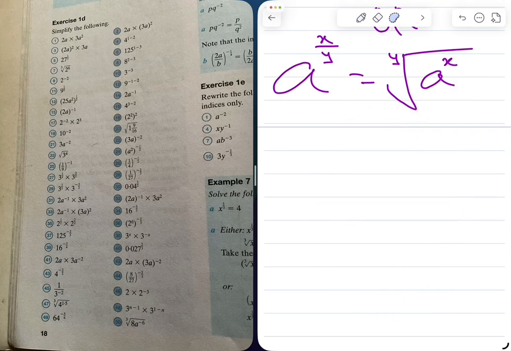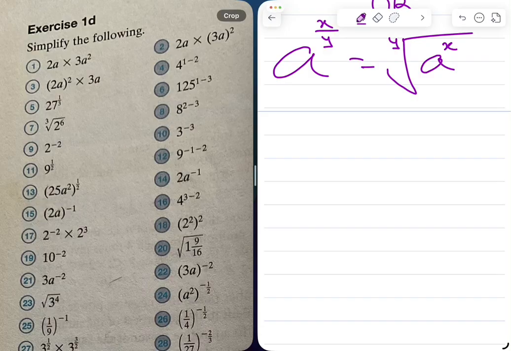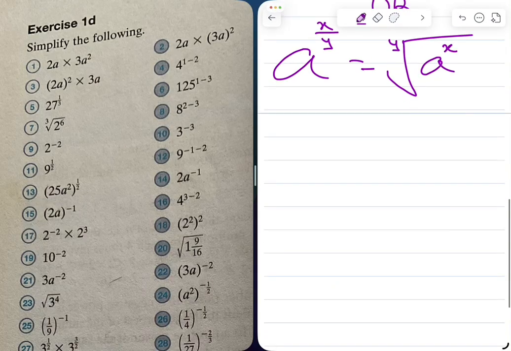Now let's check a few. Let's take questions on that. Now let's look at these questions. Exercise 1D. It says simplify the following. Number 1, that's the solution.